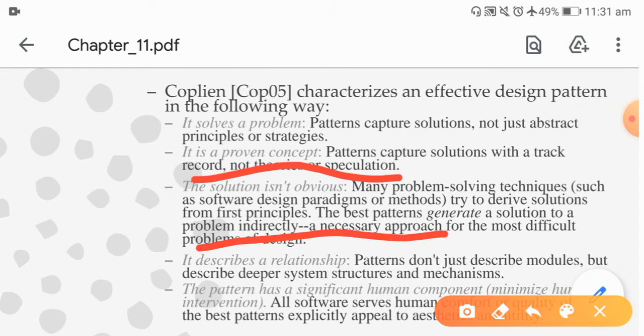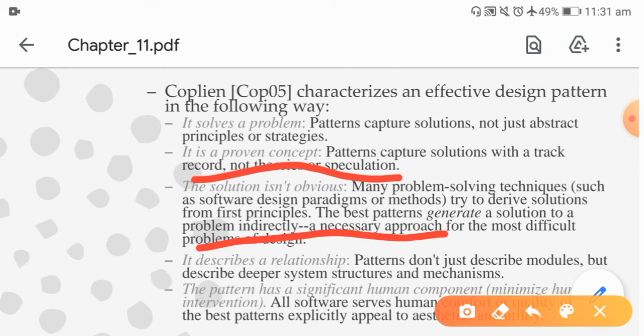Many problem solving techniques, such as software design paradigms or methods, try to derive solutions from first principles. The best patterns generate a solution to a problem indirectly, a necessary approach for the most difficult problems of a design. That is, the solution is not obvious. When you are given the solution, you cannot say that it is a specific or accurate solution of your problem. Whenever a new problem arises, you can create a pattern, or you can take your previous pattern to describe the solution of your current situation.